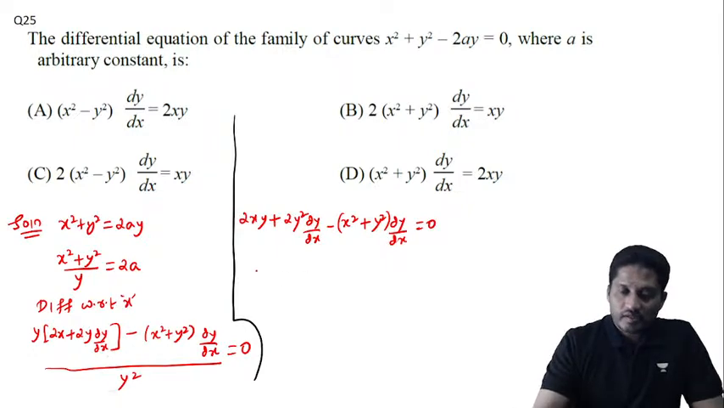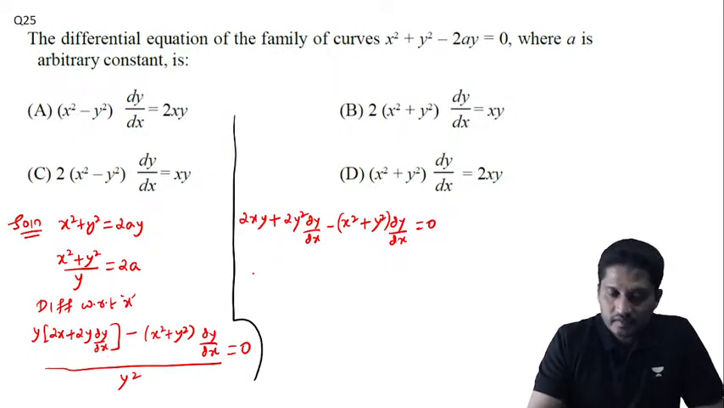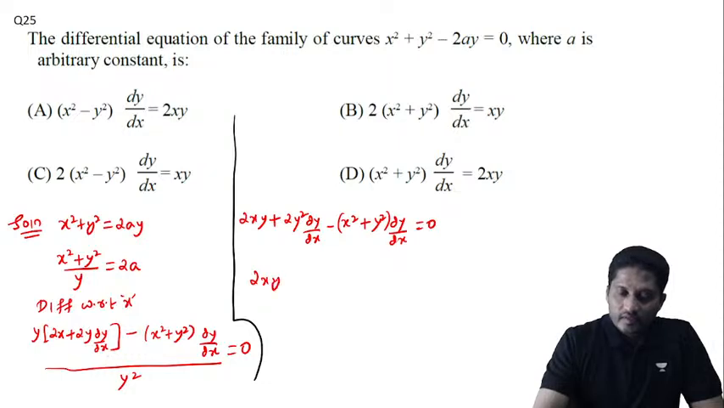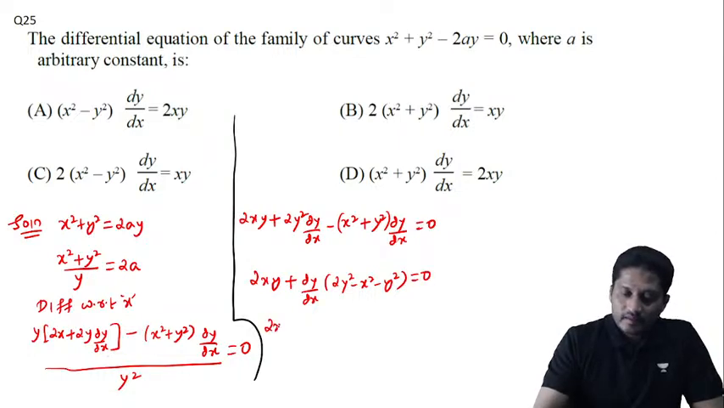Now what I'll do is I'm going to write this as 2xy plus I'm going to take dy by dx common. Left out is 2y square minus x square minus y square is equal to 0. That is 2xy plus dy by dx, 2y square minus y square is y square minus x square is equal to 0.